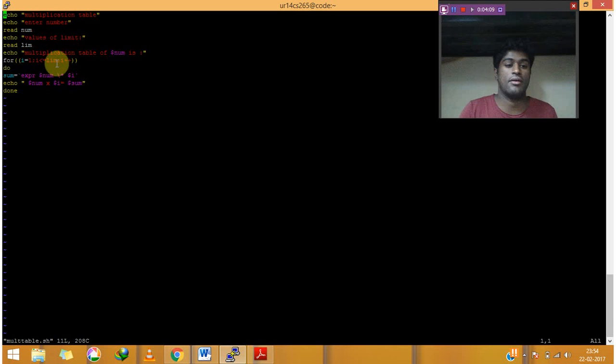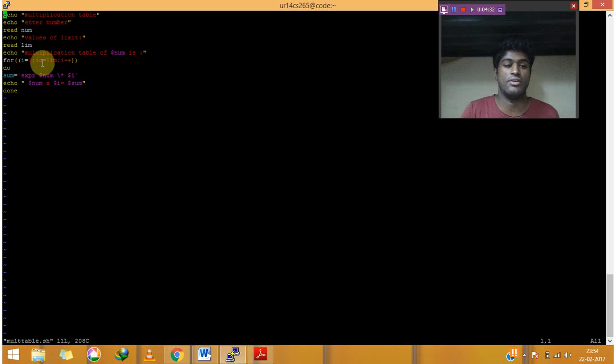And here I am opening a for loop, for i equal to 1, i less than or equal to limit, i plus plus, expression num into i. So I am multiplying number and i. So 5 into 1, 5 into 2, every time the loop increases, 5 into 3, it goes on. Then I am printing num into $i is equal to $sum.